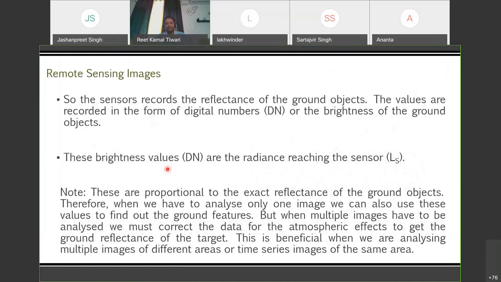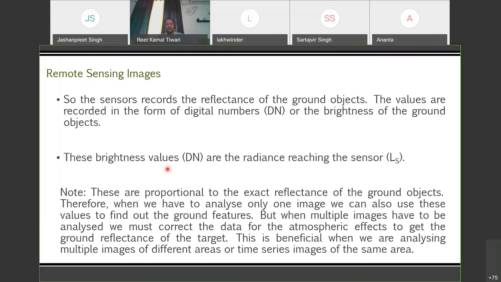Now coming to the remote sensing images. What are remote sensing images? So the satellite receives the radiations which are reflected by the Earth surface. And these radiations are nothing but the brightness value, the different brightness of the ground object in different wavelengths. Suppose some object may be brighter in the red region of the electromagnetic radiation, and some may be in the green wavelength. Some objects reflect more in the red region, and some objects reflect more in the green region or blue region or any other region. So the amount of reflection is captured by the sensors, and they are recorded as digital numbers.